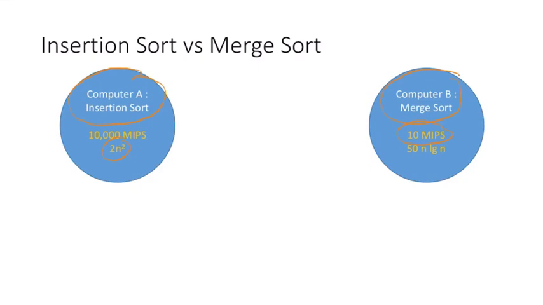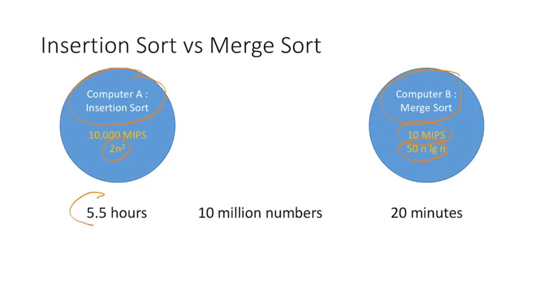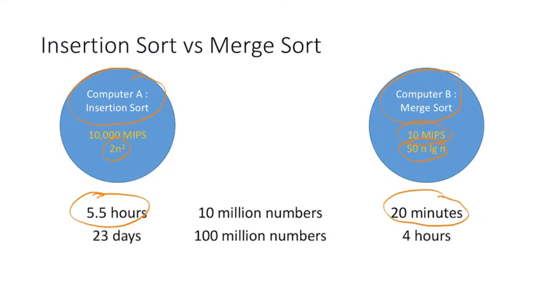And let's say it's running merge sort. How long does it take to sort 10 million numbers? Well, the supercomputer is going to take 5 hours, and the calculator, the low-end device, is going to take 20 minutes. What if you're doing 100 million numbers? The supercomputer takes 23 days. Merge sort on the calculator takes 4 hours. That does assume that all the data fits on the calculator. 100 million numbers is pretty reasonable to fit on a calculator, though, I think.